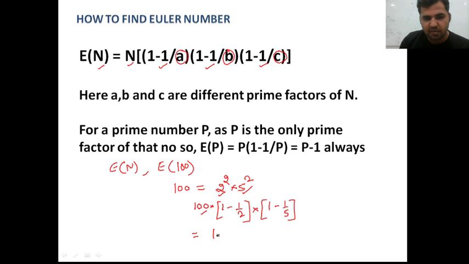So basically the Euler number of 100 would be 100 into (1 minus 1/2), which is 1/2, into (1 minus 1/5), which is 4/5. Solving it, you will get a value of 40. So that means there are 40 natural numbers which are less than 100 and are co-prime to 100, right? This concept has been explained to you in the previous live class.